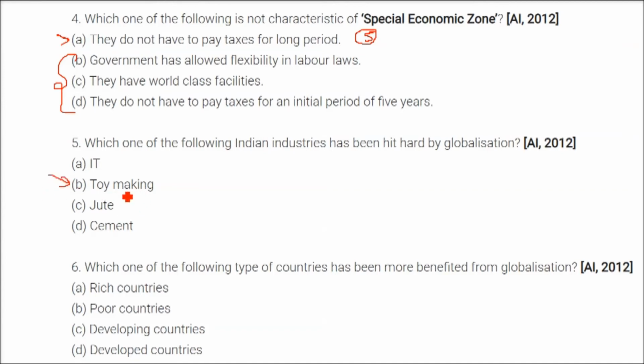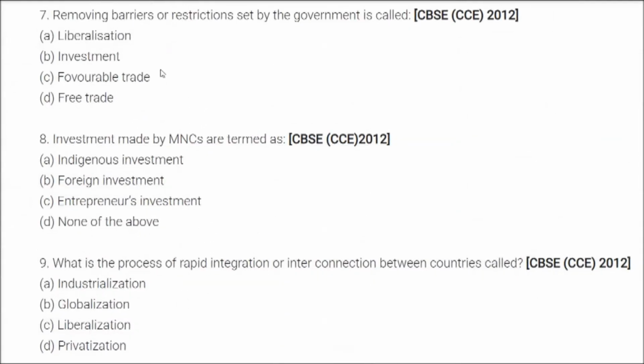Which one of the following Indian industries has been hit hard by globalization? The answer is toy making. We have seen the example of toys coming from China, and people are going after these toys. They are buying them. Which type of countries have been more benefited from globalization? The answer is developed countries, because the options are given like this.